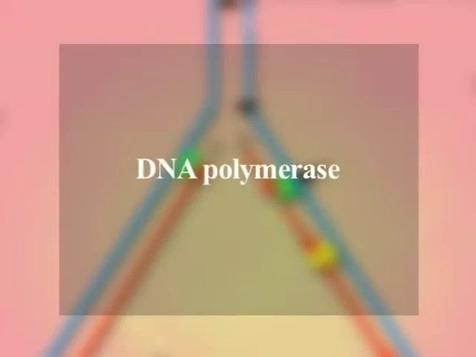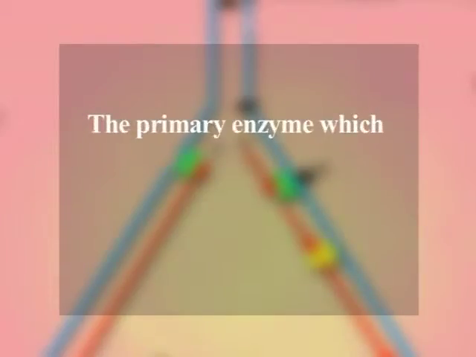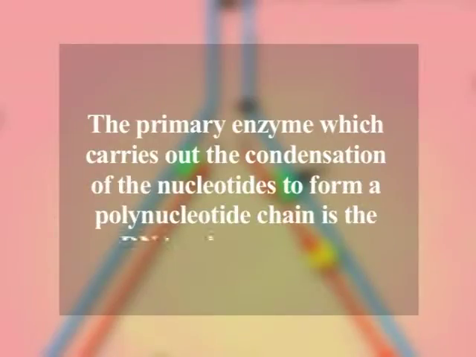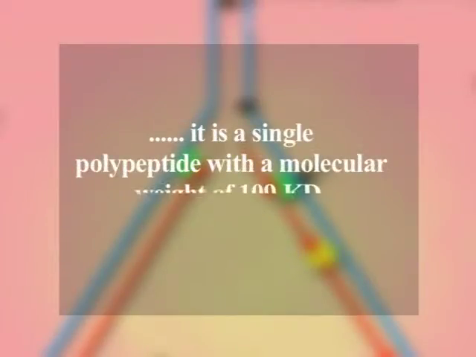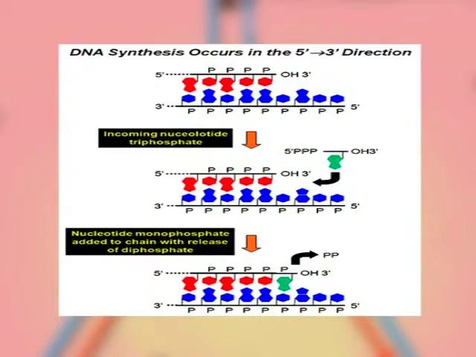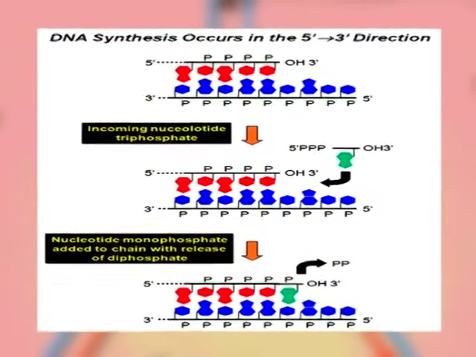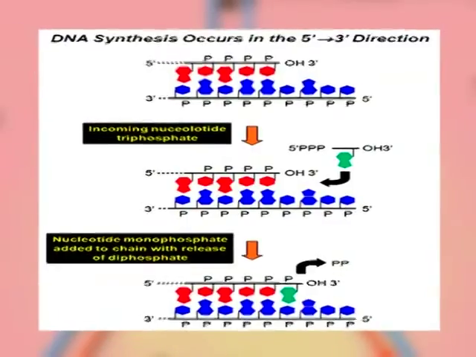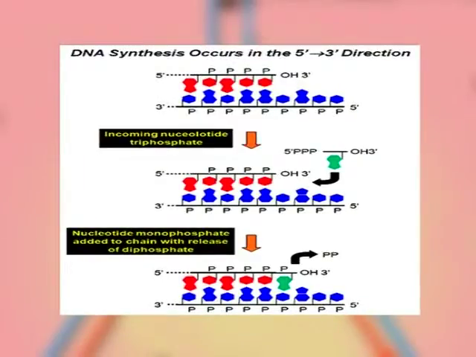DNA polymerase. The primary enzyme which carries out the condensation of the nucleotides to form a polynucleotide chain is the DNA polymerase. It is a single polypeptide with a molecular weight of 109 kD. It catalyzes the synthesis of DNA in the 5' to 3' direction. That is, it starts copying the template DNA from its 3' end. It cannot act in the opposite direction.